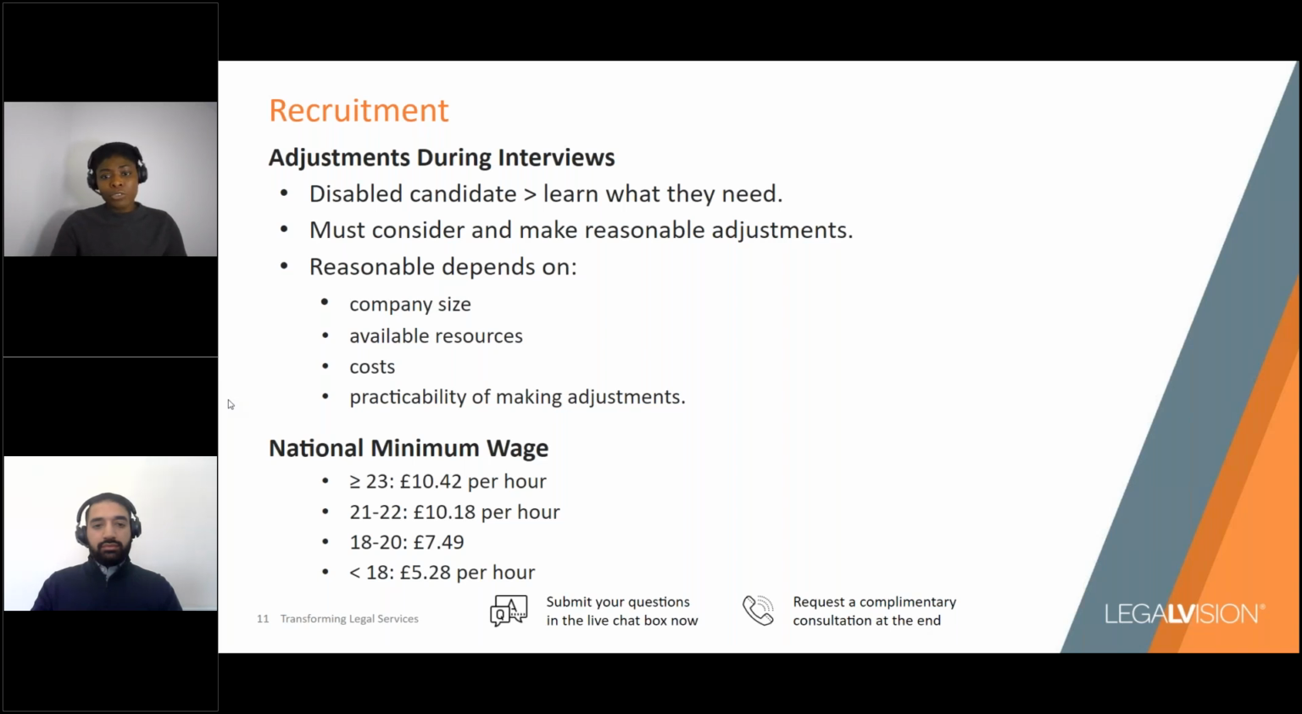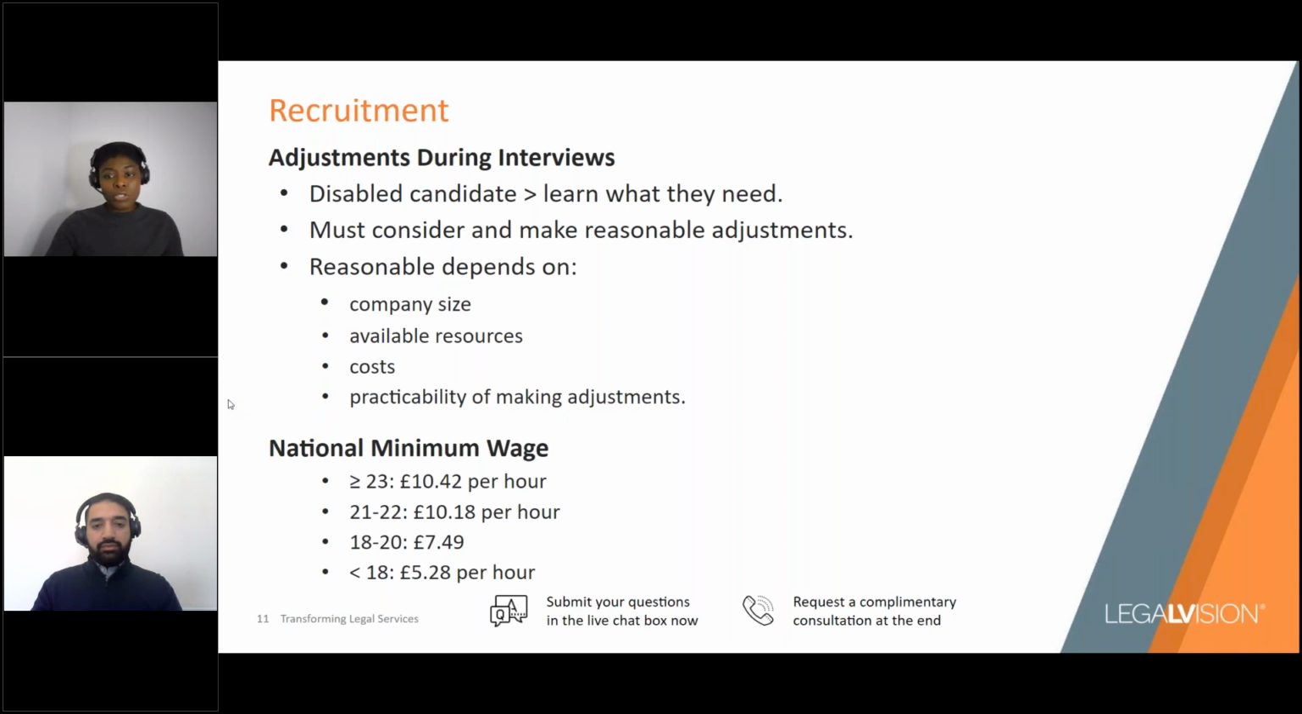The other thing as well you should consider when advertising a role is the salary for the role. Almost all employees and workers are entitled to the national minimum wage, as Saiedul mentioned in his presentation. The minimum rate you are required to pay will depend on the individual's age and if they're an apprentice. As you may know, the rates have changed recently this month. So now employees that are aged 23 and over should be paid at least £10.42 per hour, and those 21 to 22 should be paid £10.18, and so on, as you can see on the screen.